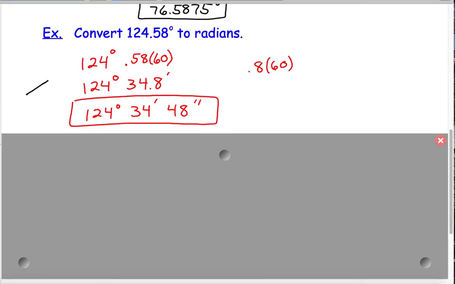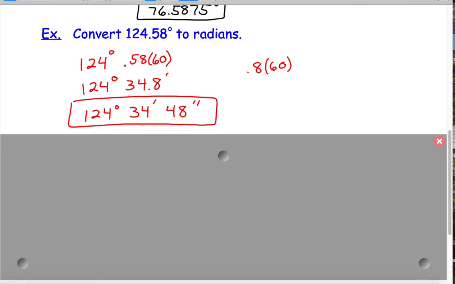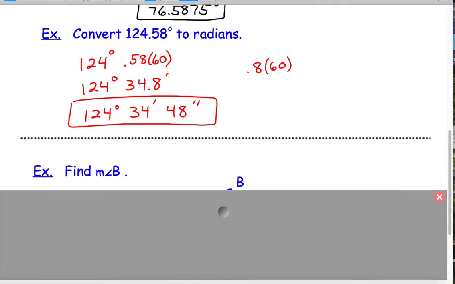So in this case, when you're converting the other way, just take the decimal, multiply it by 60, that gives you the minutes. Take any decimal from that part, multiply it by 60, and that gives you your seconds. So it's pretty easy. There's also a conversion function on the calculator that'll convert to degrees, minutes, seconds for you.